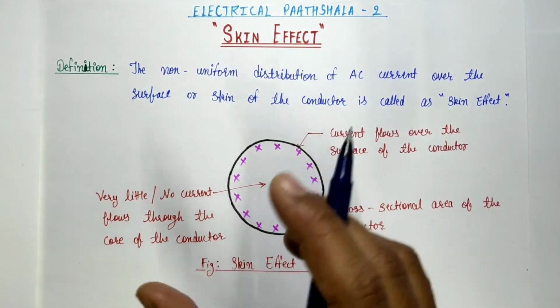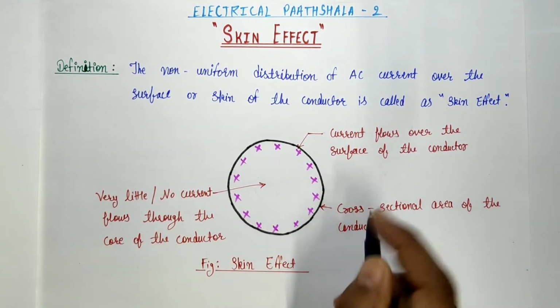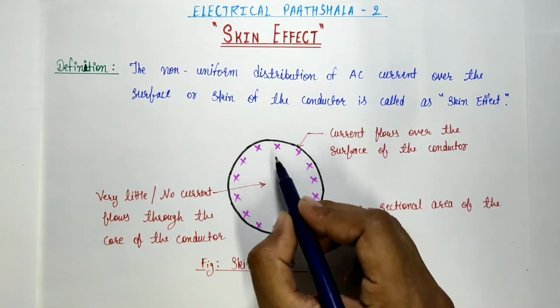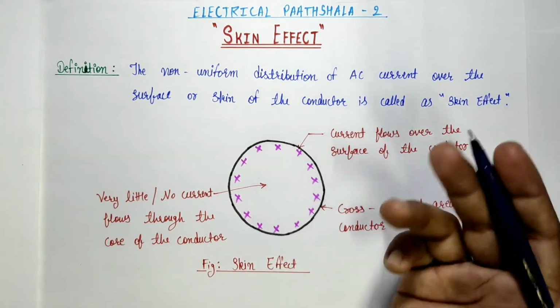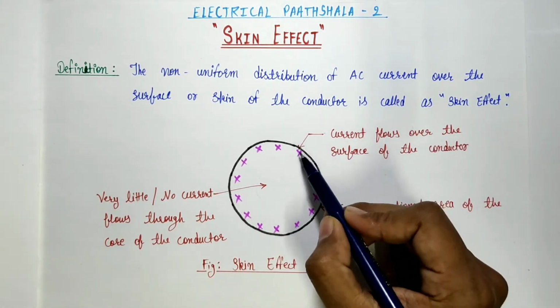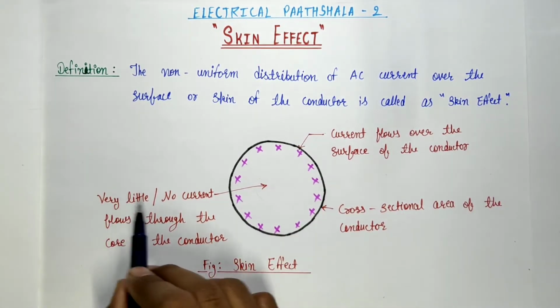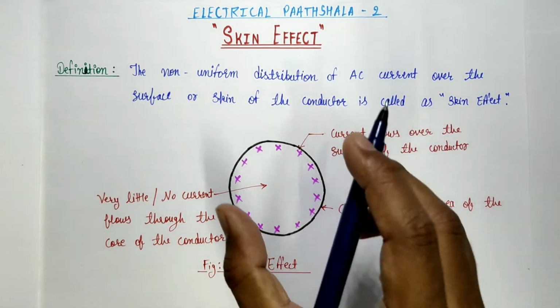Now let's understand the skin effect using this figure. In this figure, the cross-sectional area of a conductor is shown. When current flows through this conductor, most of the current is concentrated over the surface of the conductor, or in other words, most of the current flows over the surface of the conductor. On the other hand, very little or no current flows through the core of the conductor. Why? Because of the skin effect.